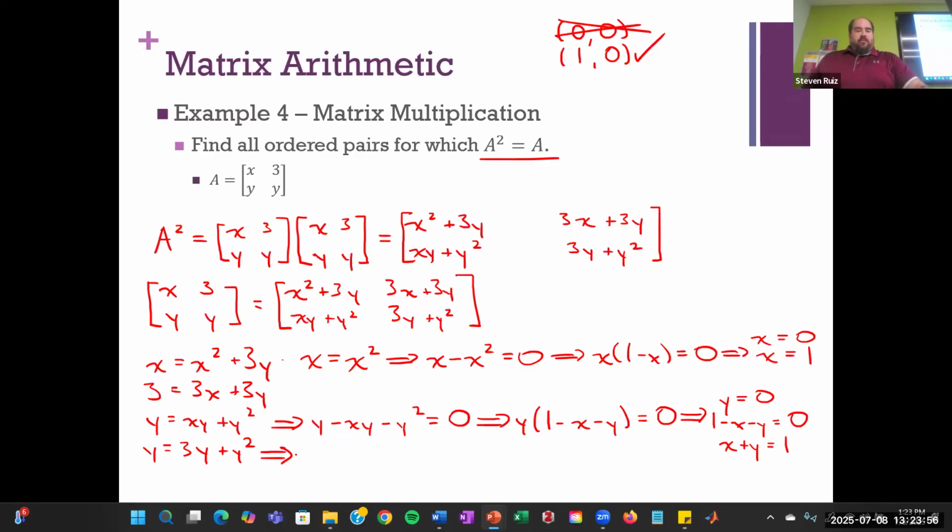Okay, so let's do that. Let's bring some things together. If I combine the linear y's, I get 0 equals 2y plus y squared, which gives me that 0 equals y times (2 plus y). So what did I find out here? y equals 0, y equals negative 2.